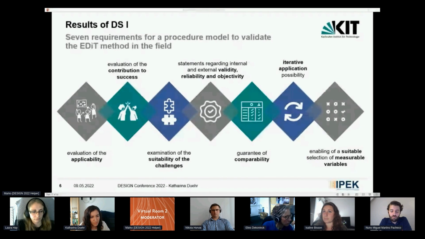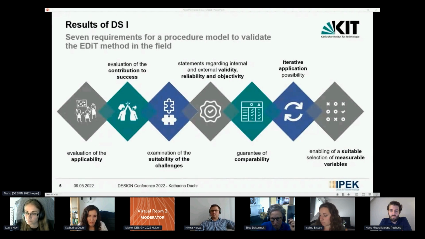A process model, therefore, needs to support the evaluation of the applicability of the EDIT method, the evaluation of the contribution to success, the examination of the suitability of the underlying challenges in the company, the enabling of statements regarding the internal and external validity, the reliability, as well as the objectivity of the results, the guarantee of comparability of conducted studies, the iterative application possibility of the process model, and the enabling of a suitable selection of measurable variables to validate the success of the method.